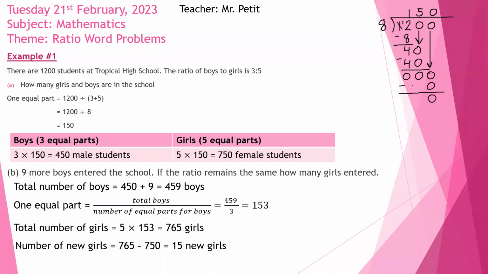to get the total number of boys, you add the original answer, which is 450, to how many more boys came into the school, which would be 459. And to get one equal part, you divide the total boys by the number of equal parts for the boys, which is 3. That will give you 459 over 3, which equals 153. To get the total number of girls, you times 5, since that's how many equal parts there are, by 153, which will be equal to 765 girls.